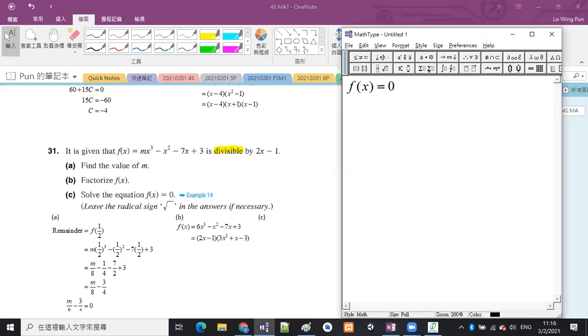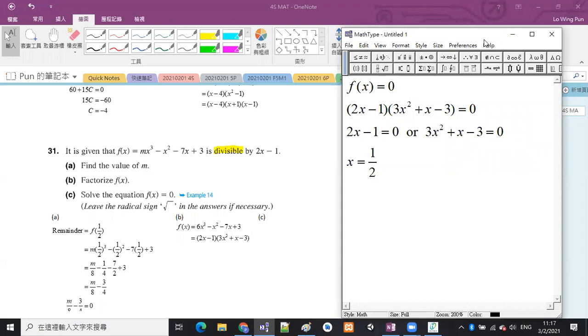Okay, so f(x) is equal to 0, but we have already factorized f(x) in part B. So we are going to use the factorized form of f(x), because when it is factorized to be a product of two brackets, when the two brackets multiplying together are equal to 0, then we can say that the first bracket is equal to 0 or the second bracket is equal to 0. Okay, for the first bracket, it is very easy to see that x is equal to 1 over 2, right? Then that is the first answer.